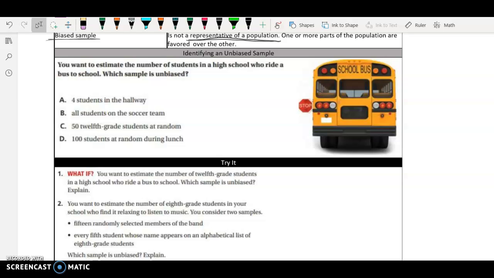So, if I ask 4 students in the hallway, that's not enough people. If you've ever been to Park Hill South, which is where most of you will be going to high school, the hallways are actually separated per grade level. So if I only ask 4 people in one hallway, then most likely I'm only asking 4 people of the same grade level. So that's not a good representation of the whole high school. My high school is my population.